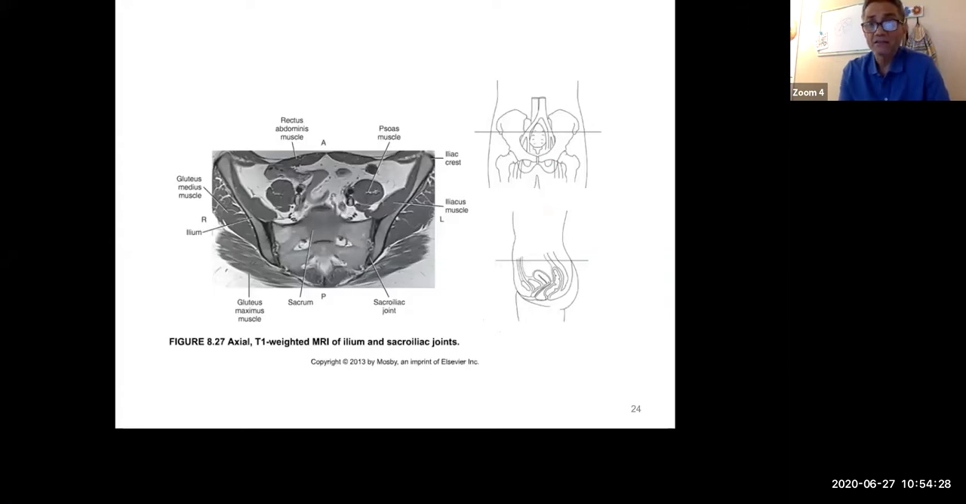An axial cut, also at the level of the pelvis. So your bone is always your landmark. This is my iliac bone. And this is my sacral bone. And the articular surface between them, we call the sacroiliac joint, correct? So which muscles are located toward the outside of my iliac bone?